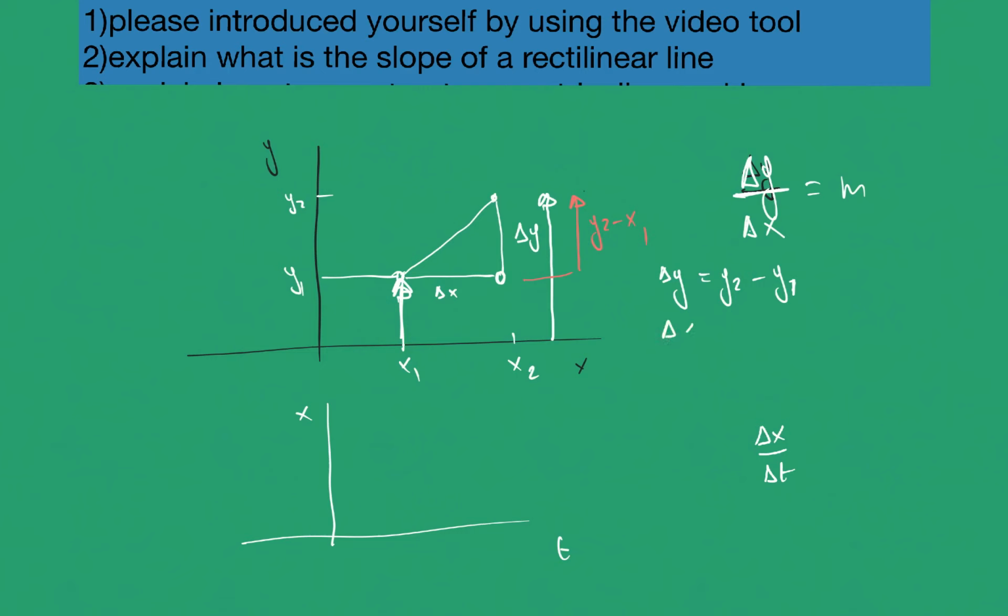The same for delta x. Delta x is x2 minus x1. What is x2? From here to here. What is x1? From here to here. What is x2 minus x1? From the initial point to the final point. This is x2 minus x1. y2 minus y1 goes up, and x2 minus x1 goes to the right. And what is delta y divided by delta x? y2 minus y1 divided by x2 minus x1.